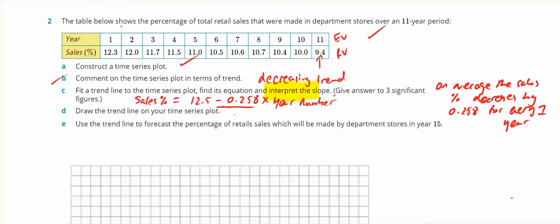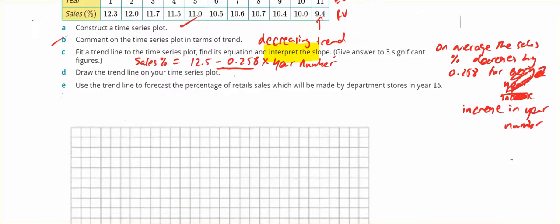Okay, for every 1 year increase. For every, actually that's not good grammar. For every increase in year number. So on average, the sales percentage decreased by 0.5258 for every increase in year number. Okay.